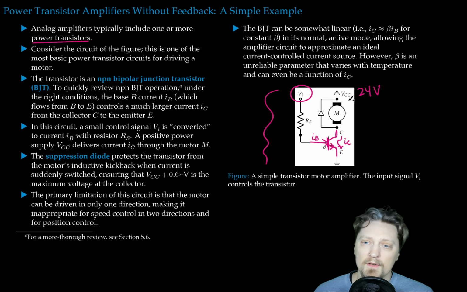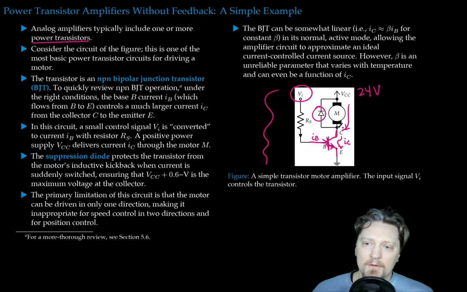The 24 volts drives the current through the motor and into the transistor. So this current is controlled by this current. The IB current controls the IC current, which is also the current that goes through the motor. In normal operation, this diode is off, so there's no current flowing through this path. The suppression diode protects the transistor from the motor's inductive kickback when current is suddenly switched, ensuring that VCC plus 0.6 volts is the maximum voltage at the collector.